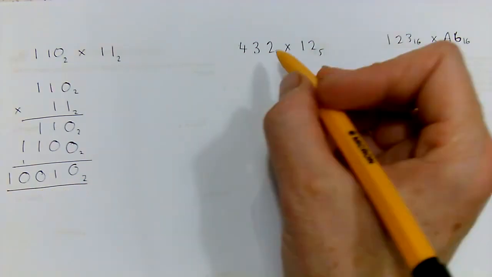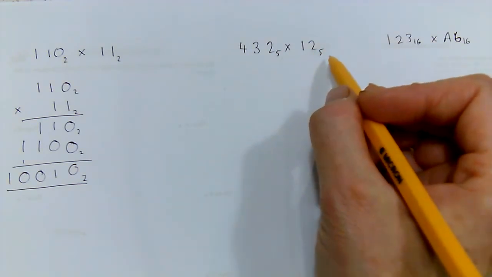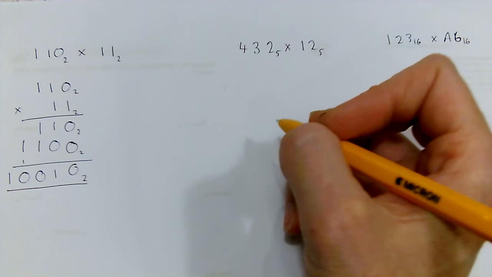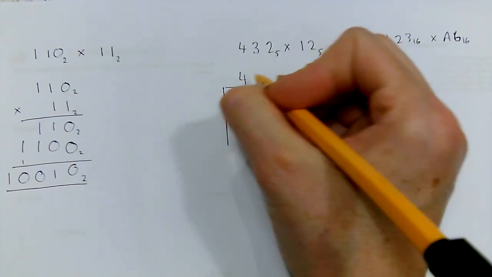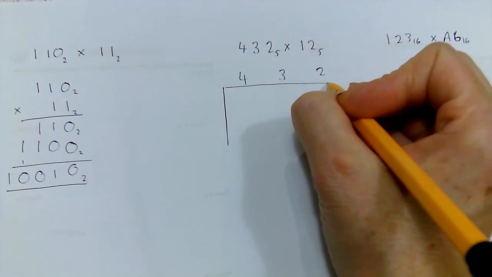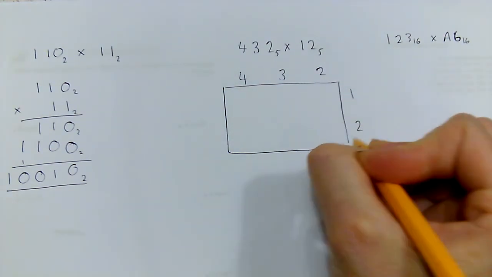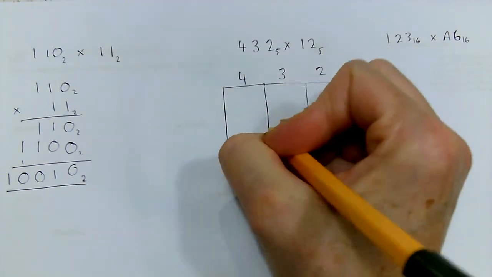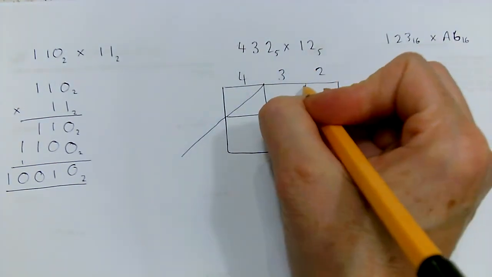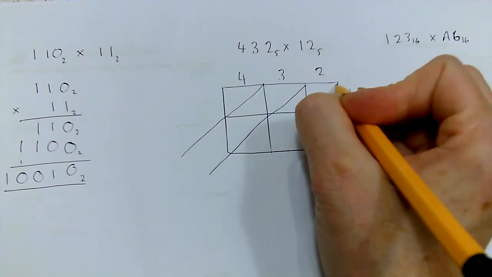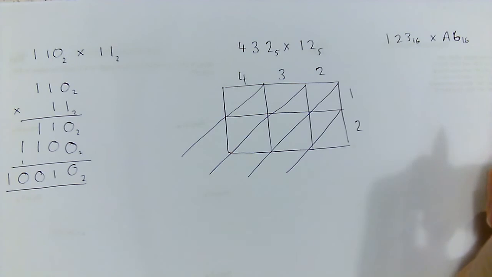Okay. I'm now going to work in base 5, so we've got 4, 3, 2, base 5 times 1, 2, base 5. And I'm going to use the Chinese grid method because I really like it. So we've got 4, 3, 2, and we're multiplying by 1, 2. So I'm just going to draw my grid and draw in my diagonal lines. So my answer, we're going to add up along those at the end. Okay, so all we do is fill in the boxes.